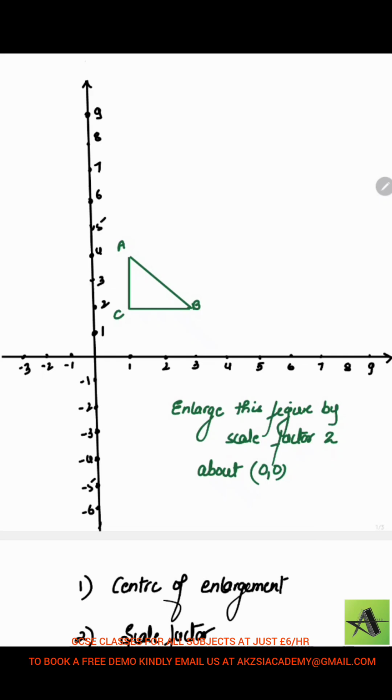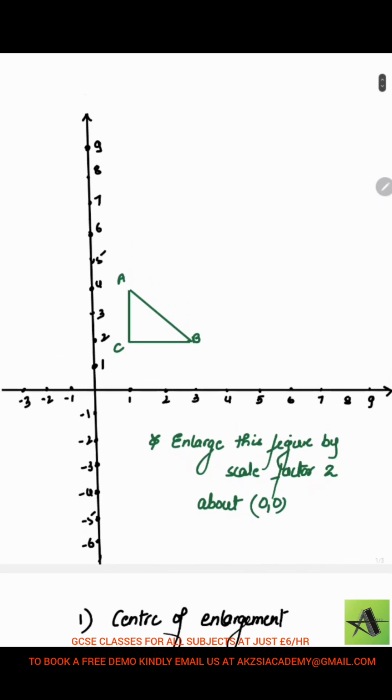Now see this one. The question says, enlarge this figure by scale factor 2 about 0, 0. As I told you, two things are very important. First is the scale factor, that's very important. And second is the point about which you are enlarging it, our center of enlargement.